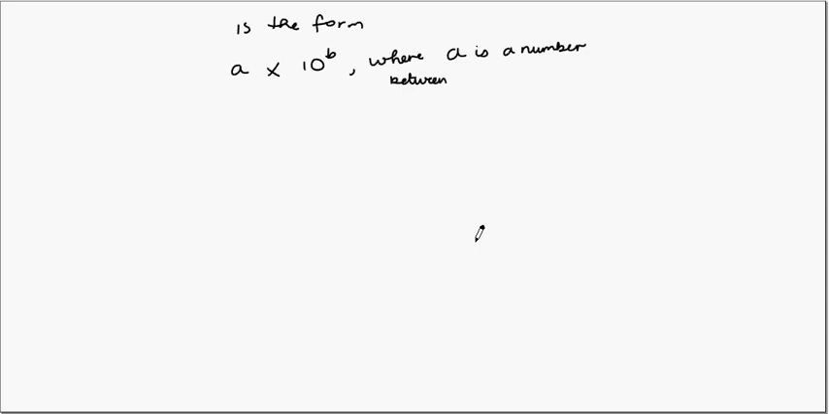Okay, so standard form or scientific notation is the form A multiplied by 10 to the power of B, where A is a number between 1 and 10, including 1, but not 10.